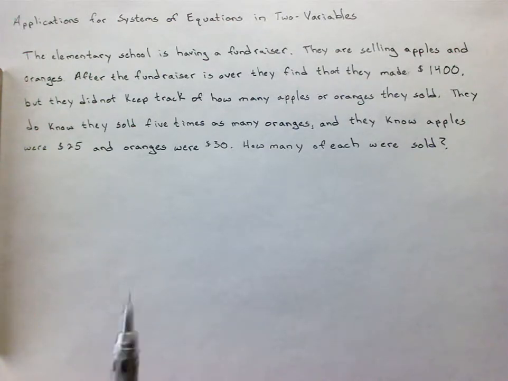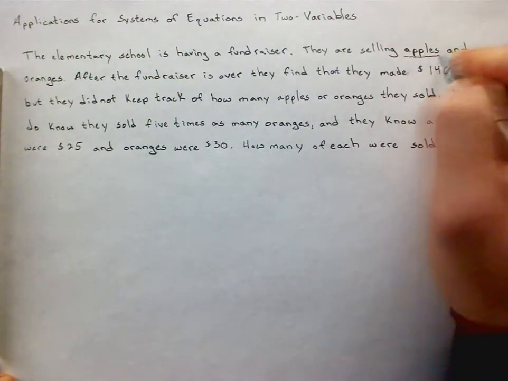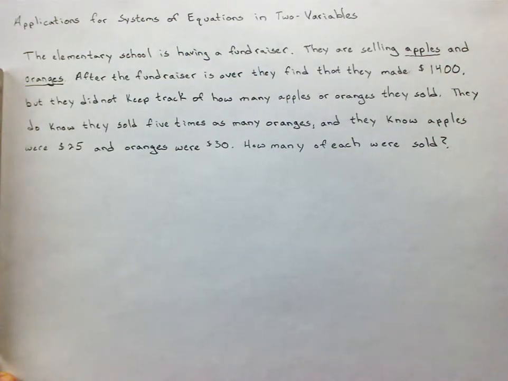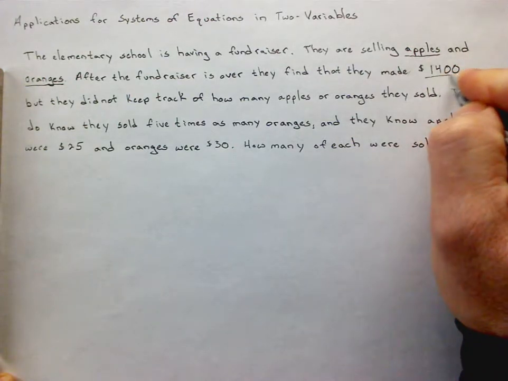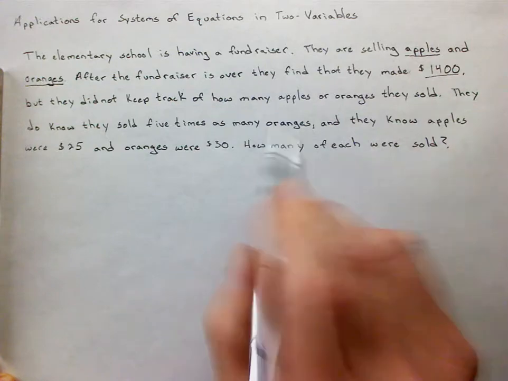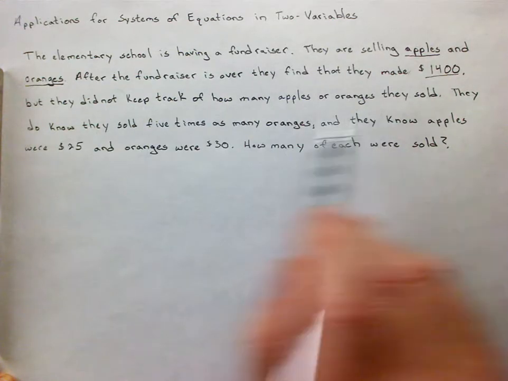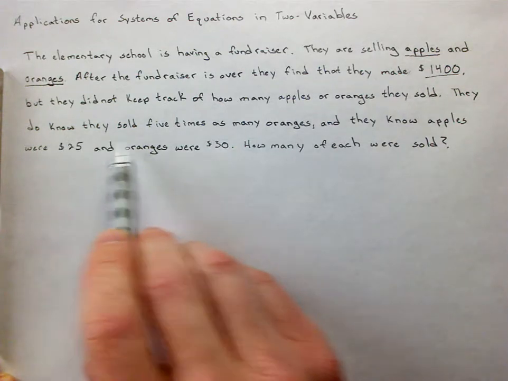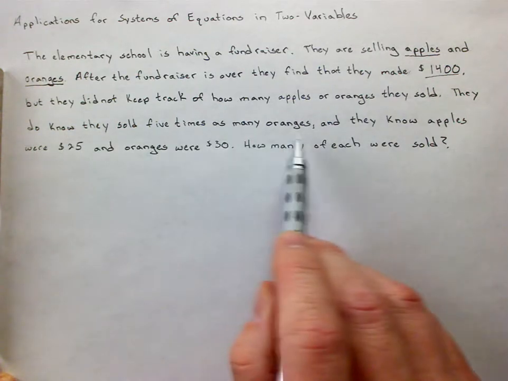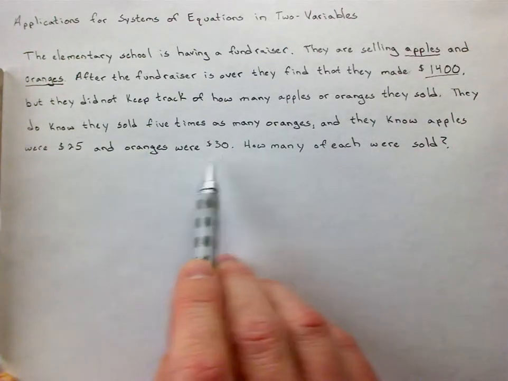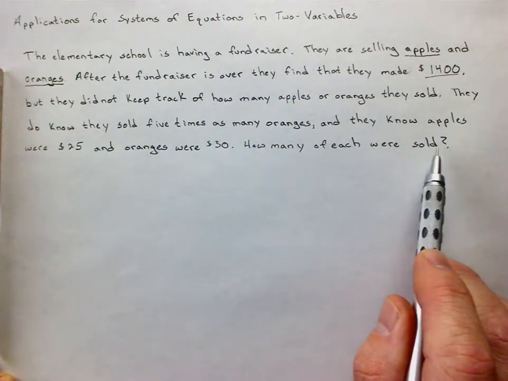Okay, so the first thing to do is read the problem. Elementary school is having a fundraiser. They are selling apples and oranges. Well, I bet you that's key, apples and oranges. After the fundraiser is over, they find that they made, okay, so they got a profit. So I got some money here. But they did not keep track of how many apples or oranges they sold. They do know they sold 5 times as many oranges, and they know the apples were $25 and oranges were $30. How many of each were sold?